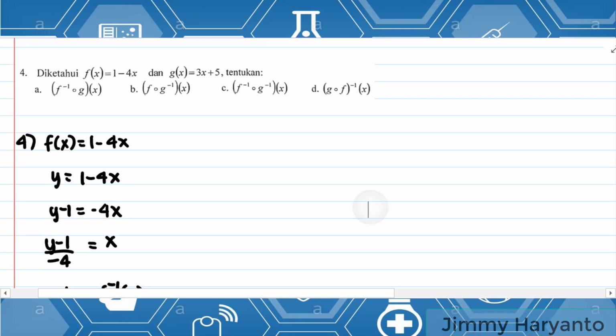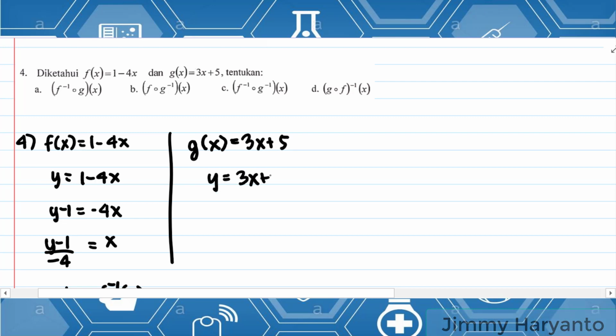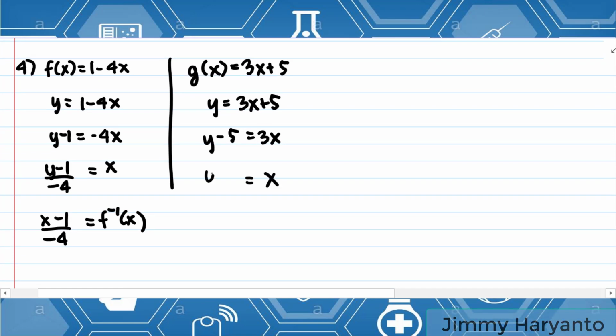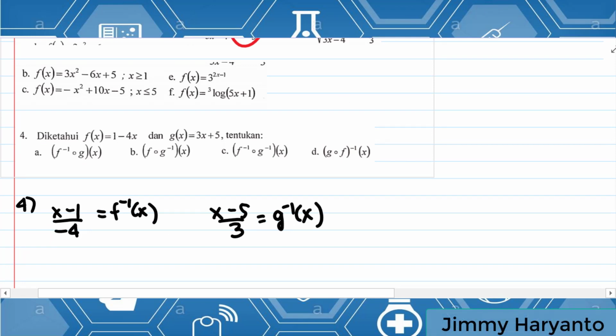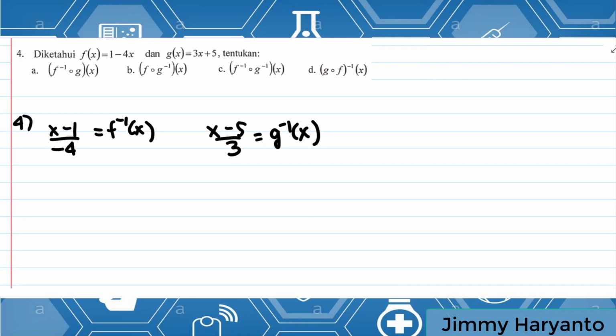Okay, for the second one, g(x), I will prepare it also. g(x) equals 3x plus 5. So y equals 3x plus 5. y minus 5 equals 3x. x equals y minus 5 over 3. Therefore, I will get g inverse x equals x minus 5 over 3. Okay, I will erase the workings first. Done. So I have the f inverse and g inverse, so we can answer it easily right now.